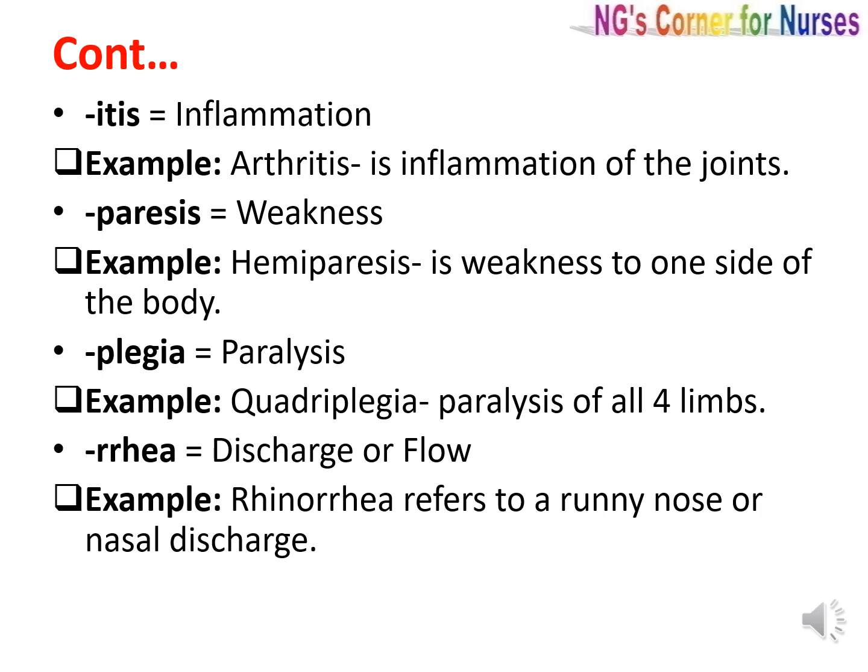Next is rhea. Rhea means discharge or flow. As an example, we can say rhinorrhea. The word rhino refers to nose and rhea is discharge. So, rhinorrhea refers to a running nose or nasal discharge.